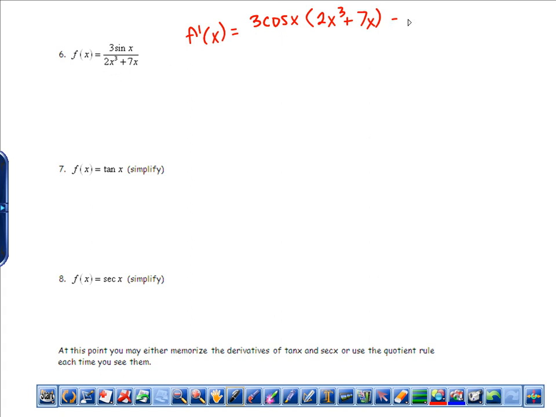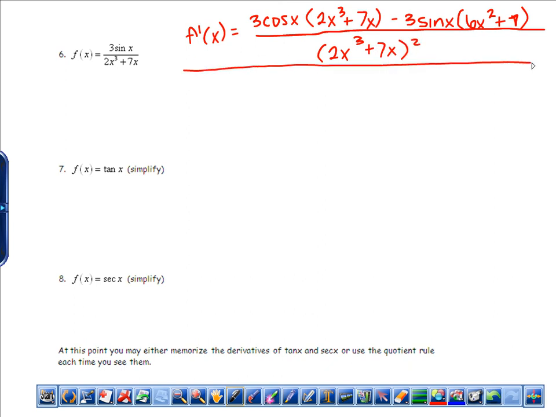Okay, so I'm going to go ahead and write the 3 sine x first, because it seems like that will fit naturally better first. And now, using power rule, we take the derivative of the denominator, 6x squared plus 7. And remember, don't ever forget the denominator. You got to remember that. And we're just going to write it as 2x cubed plus 7x in parentheses squared. And it didn't say to simplify, so there you go.